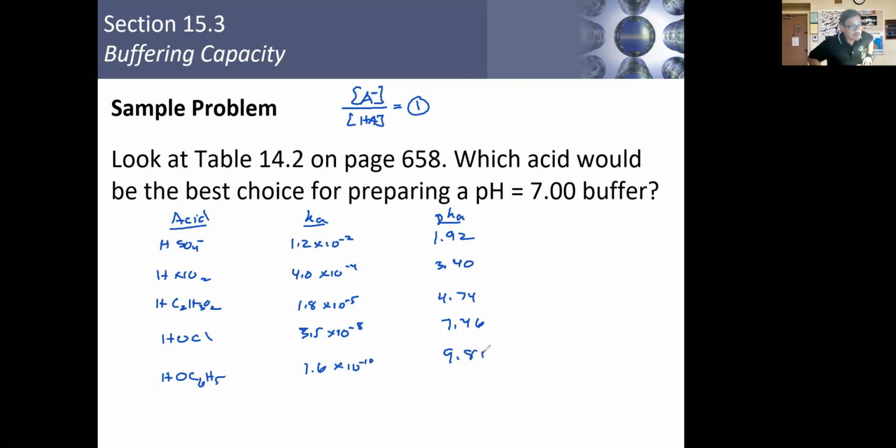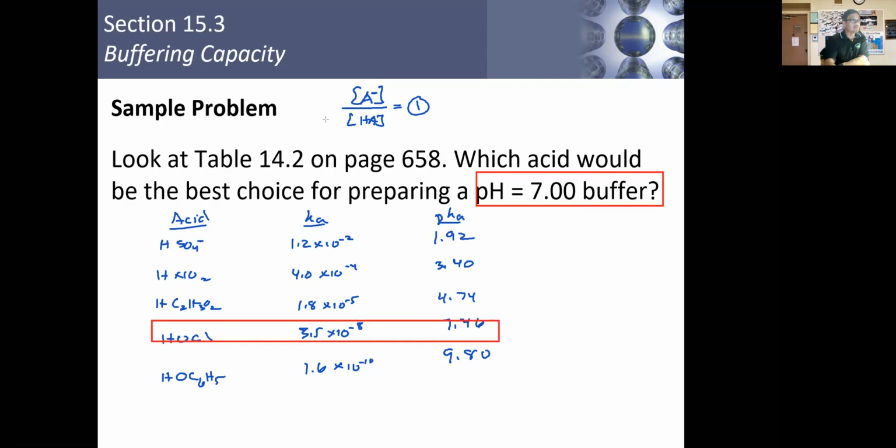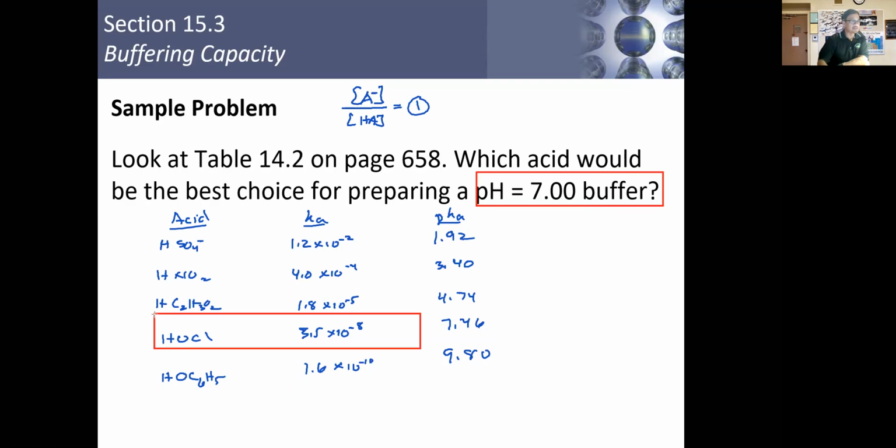All right. So those are the pKa's. Now, the question here is which one of these acids can we use in our buffer that's going to get us a pH that's real close to 7? I hope you see that it's going to be this acid right here, and I hope you see the reason why. Because the pKa here is the closest one that we have to 7.